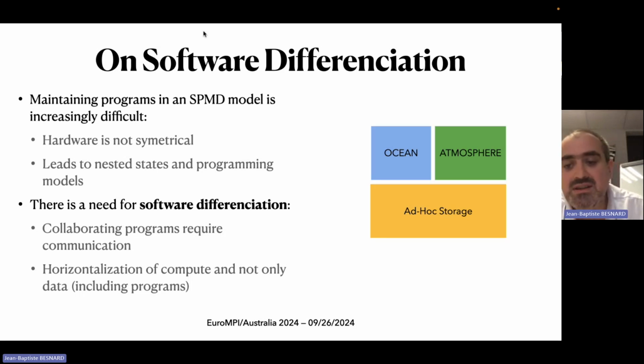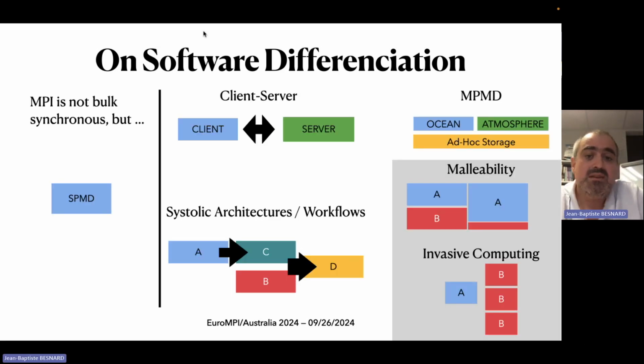So here you have the example of zero atmosphere, maybe ad hoc storage, which is in-memory storage that you may address using MPI. And doing so, you start having software in collaboration and not just runtime stacking all the way down as in an SPMD model. But the story goes further.